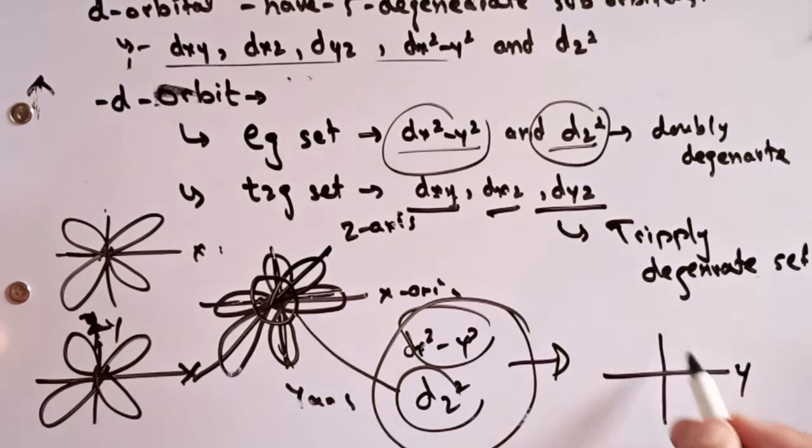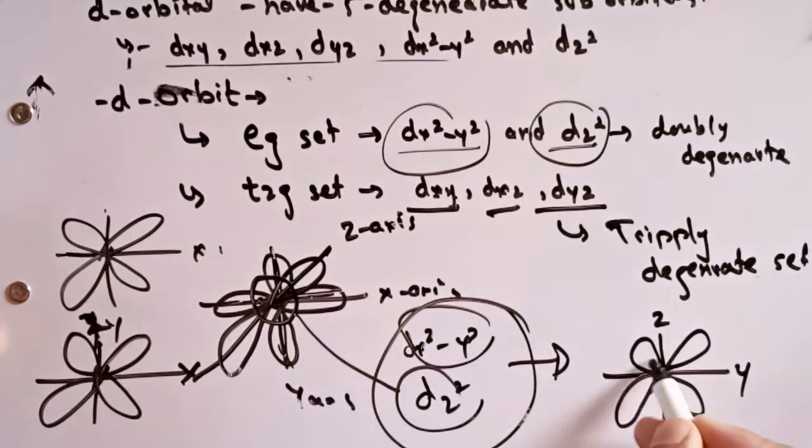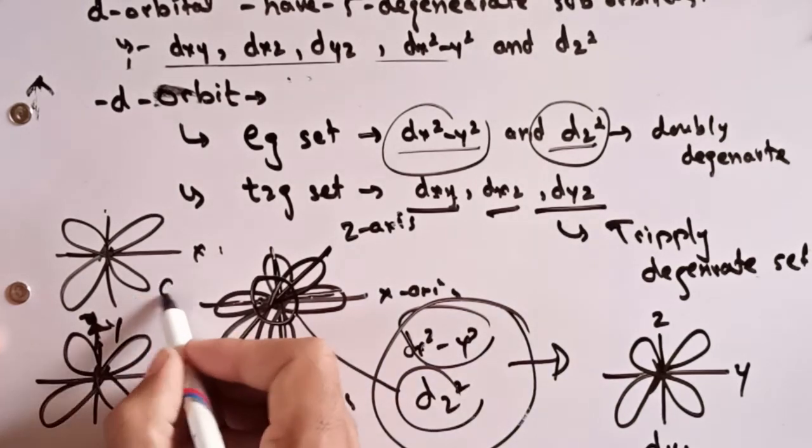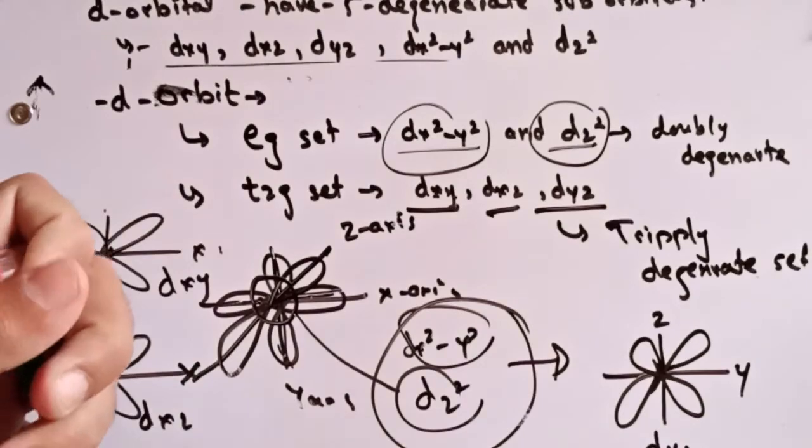Let's suppose that is the y axis and that is the z axis. So in between these, the orbital will be called dyz, and this orbital will be called dxz, and this orbital will be called dxy. Like I am showing in here.